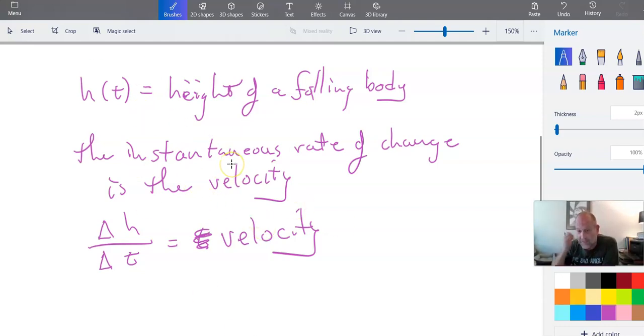So in any case, I want you to remember that because this is going to keep on coming up: this relationship between physics and calculus. Calculus was invented for physics, so it's going to keep coming up.